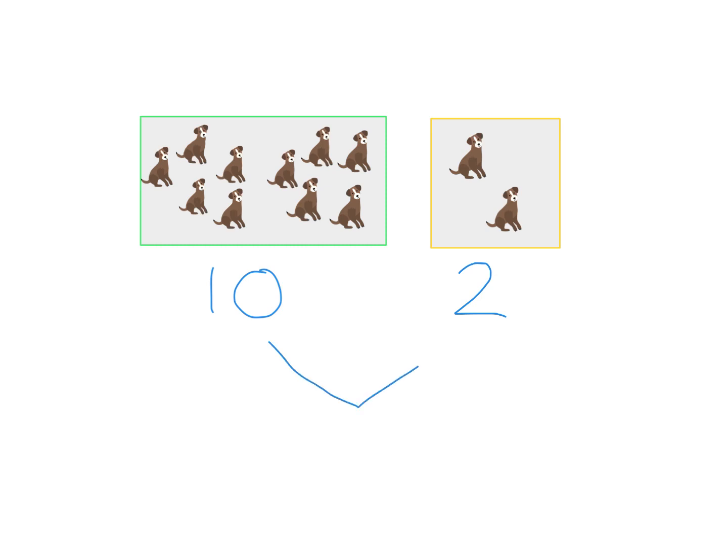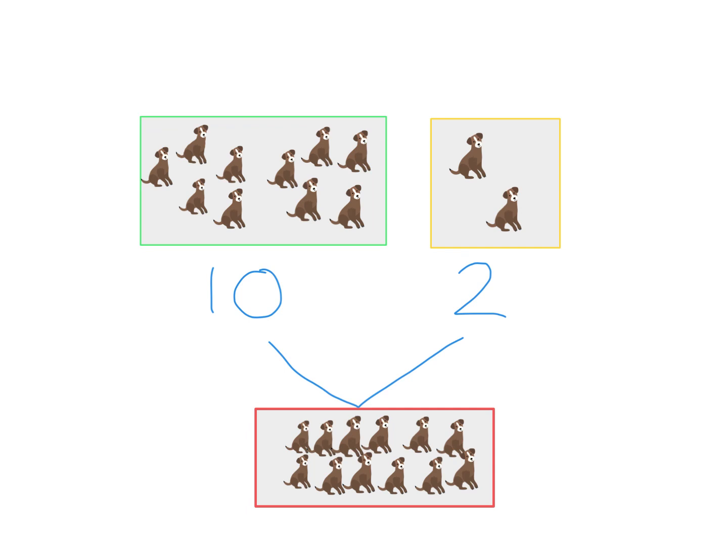Now we're going to have them add all of those puppies together. And now we can have the student count all of the puppies. 1, 2, 3, 4, 5, 6, 7, 8, 9, 10, and those 2 extra, 11, 12. 12 puppies.